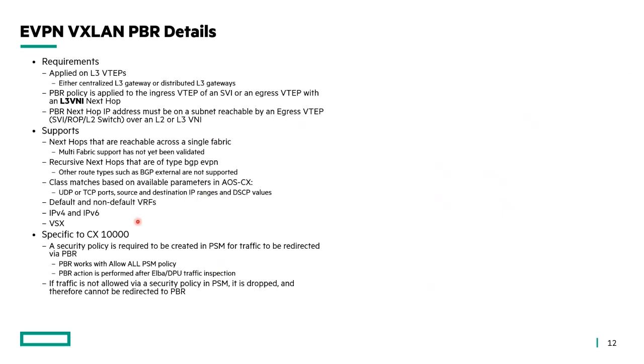Specific to the CX 10K, a security policy is required to be created in the PSM for the traffic to be redirected via PBR. It will work with an allow-all PSM policy, and the PBR actions are performed after the ELBA DPU traffic inspection. If traffic is not allowed via security policy in PSM, it's dropped and therefore cannot be redirected by PBR.